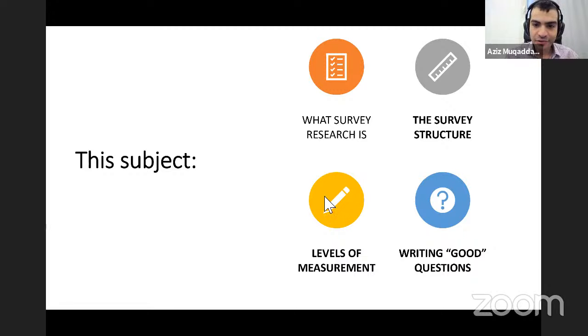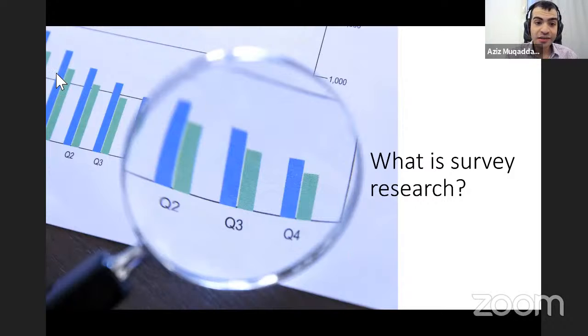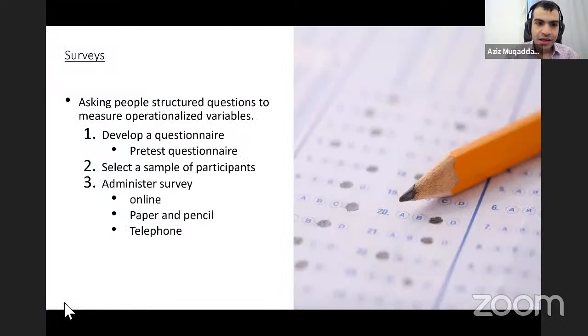Okay. So, what is survey research? Survey research, to put it simply, is a way of asking people questions and measuring the responses to those questions. That's what survey research is. It involves, as we said before, developing a questionnaire, which is a structured list of questions with quantifiable or quantified items. If you watched the last lecture, you would understand that.